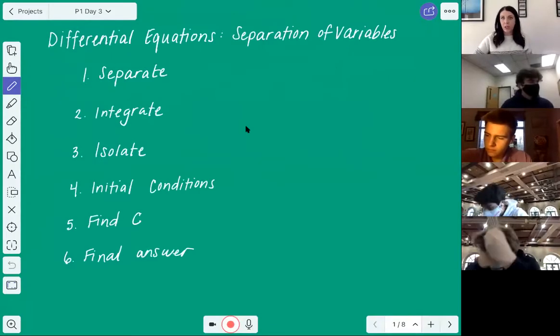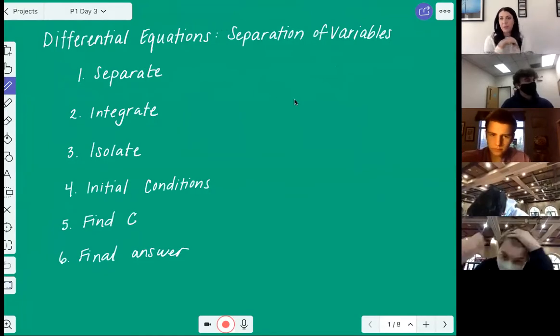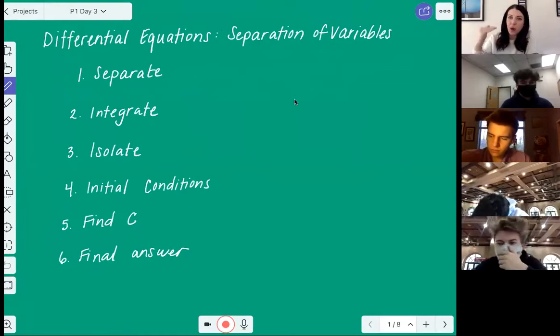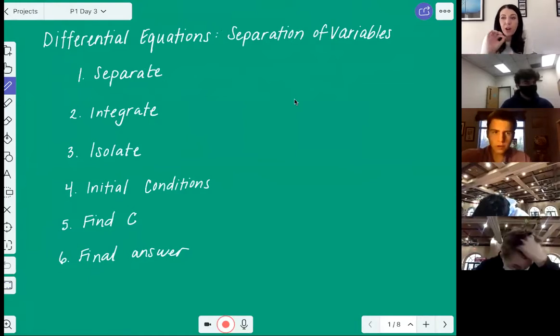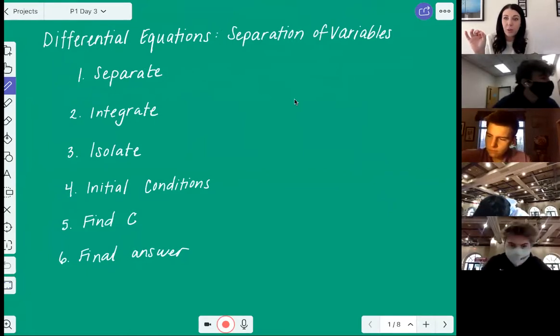Okay, so today we're going to talk about differential equations, and we're going to talk about separation of variables. If you remember when we did related rates, there was a process that we followed. There's a very specific process we have to follow in order to solve our differential equations.